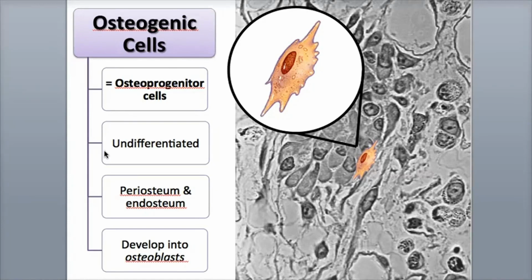They're located primarily in the endosteum and the inner layer of the periosteum. They're unique in that they're able to divide, while all of these other cells of the bone tissue cannot. The cells produced from osteogenic cell divisions through mitosis develop into another type of cell found in bone called the osteoblasts.